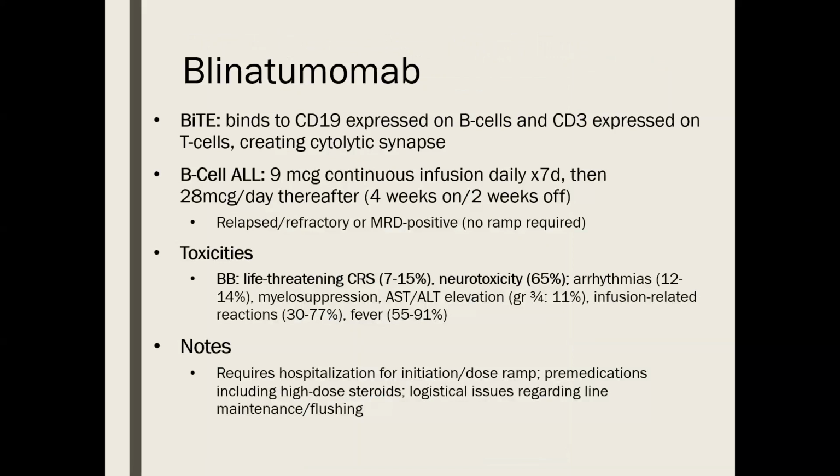The dosing that's FDA approved is on the slide here. It's 9 micrograms continuous infusion for 7 days in those folks who are B-cell ALL that's refractory, and then moving on to 28 mics per day continuous infusion thereafter. And there is no 9 microgram ramp up over 7 days for those folks who are MRD positive or have lower burdens of disease.